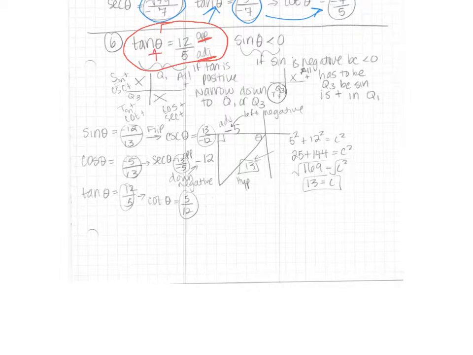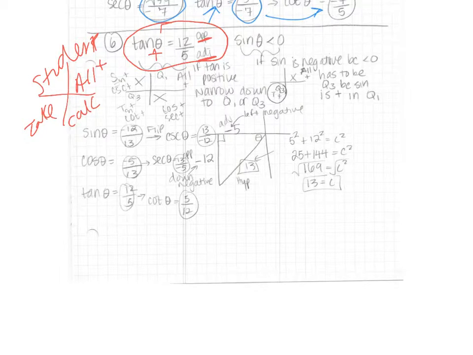Now we know that All Students Take Calculus, and that stands for the signs. First quadrant, all signs are positive. The S in quadrant 2 means sine and its reciprocal cosecant are the only ones that are positive. Everything else is negative. The T in quadrant 3 stands for tan, and cotan are the only ones that are positive. And C stands for cos, and its reciprocal secant are the only ones that are positive.